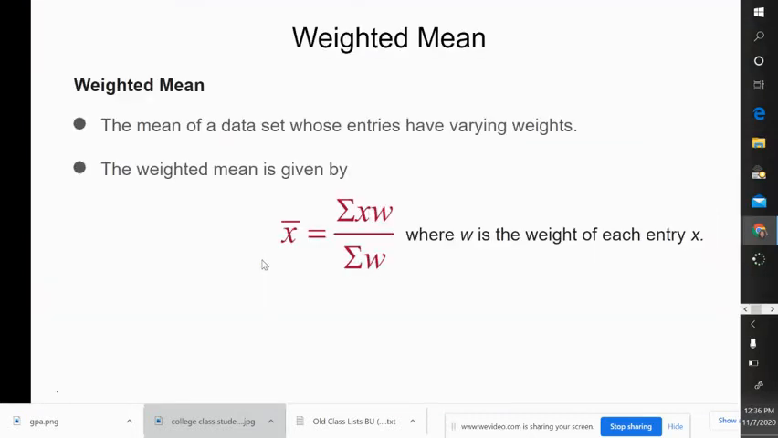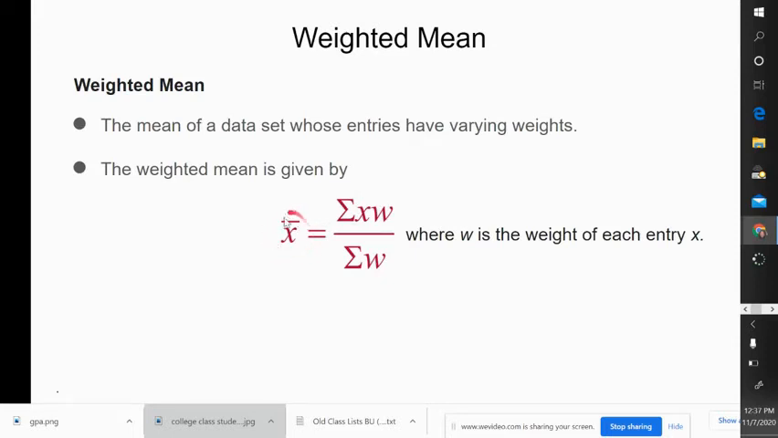All right, changing gears. Let's talk about how to find the weighted mean. A weighted mean is the mean of a data set whose entries have varying weights. Kind of like dollar bills: you can have $15 in bills, but you're hoping that some of those bills are fives or 20s and not all just ones. So the weighted mean is given by this formula.